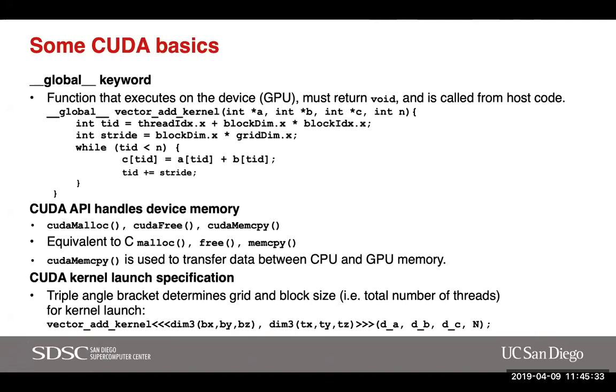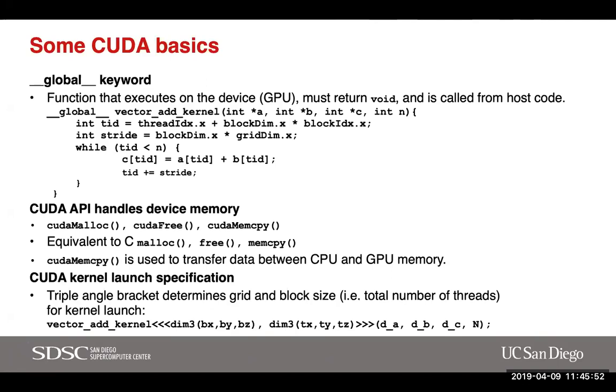The CUDA API also handles the device memory. I talked before about CUDA malloc, CUDA free, and CUDA memcopy, which is an equivalent of the memory allocation and copy functions of C. And so CUDA memcopy is used to transfer the data between the CPU and the GPU memory.